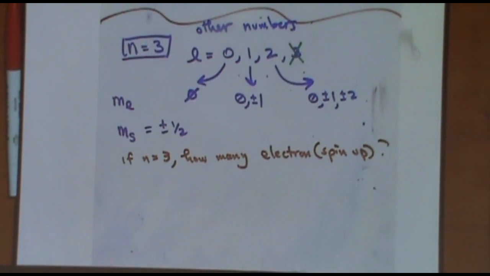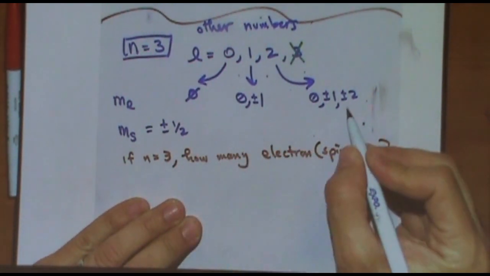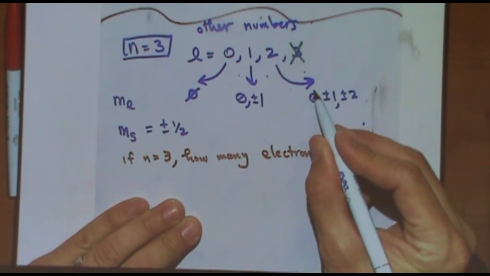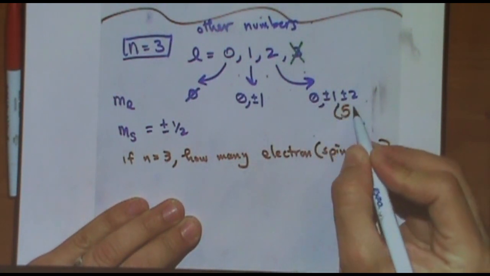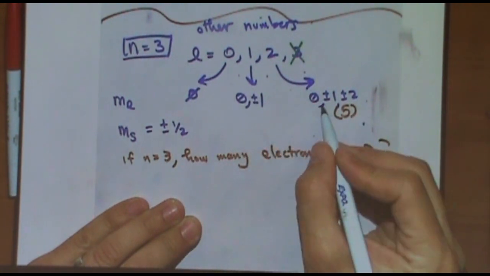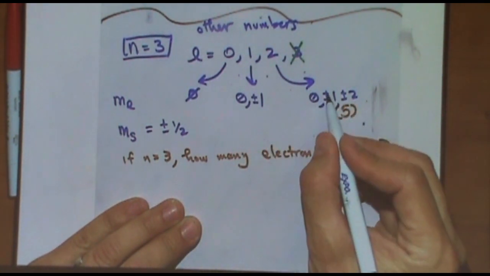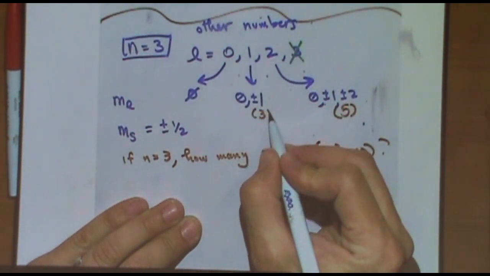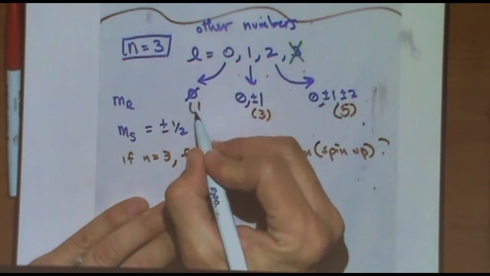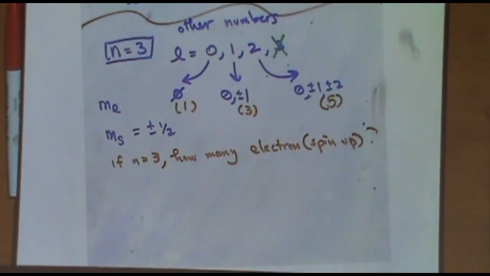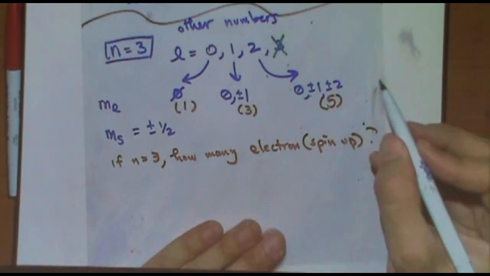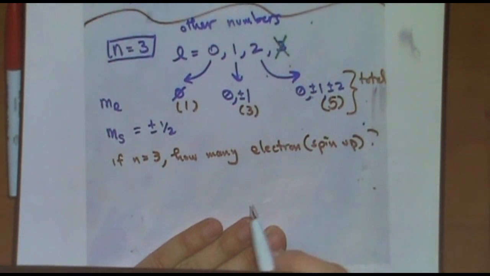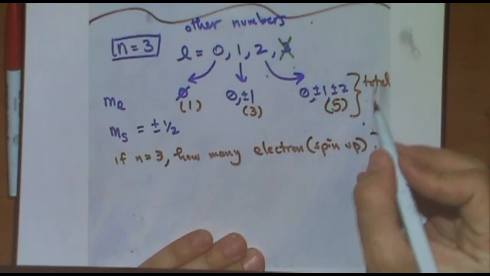Okay, so for example, let's start here. How many orbitals total are here? 5. I'll put that in parentheses down here. So that's the total number of digits: 0, plus 1, minus 1, plus 2, minus 2. 5 total digits. Here there's 3 total digits. And here there's 1 total digit. Okay? So the total number of orbitals is how many? 5, 3, and 1. Sounds like 9.